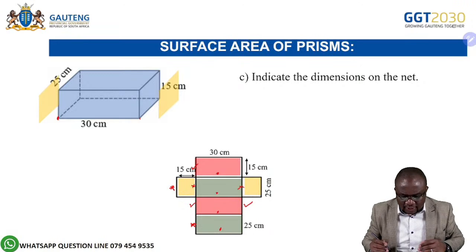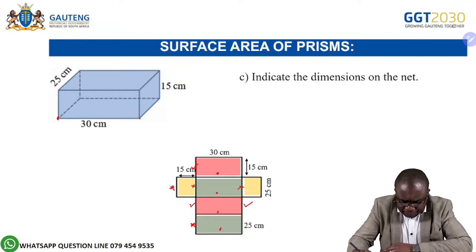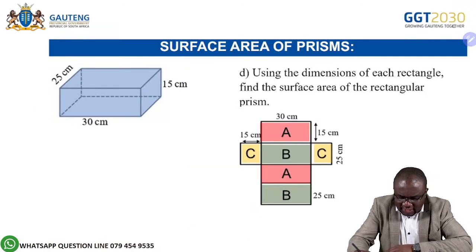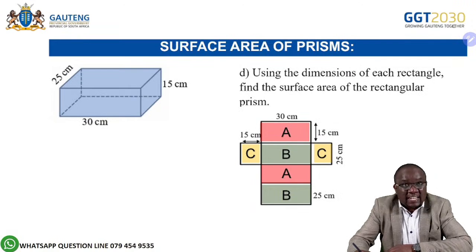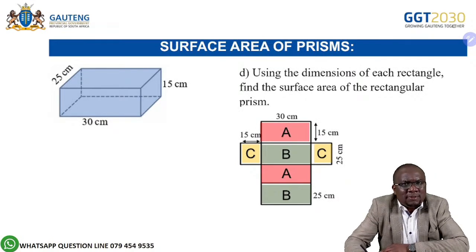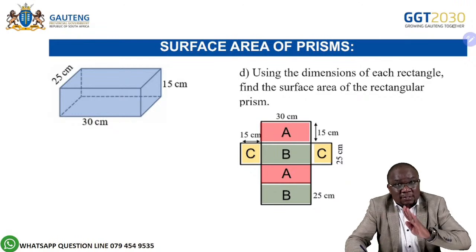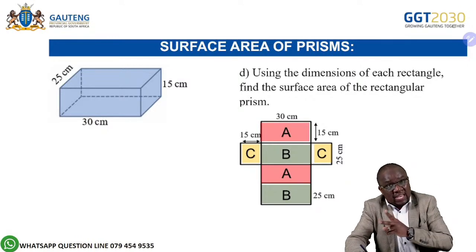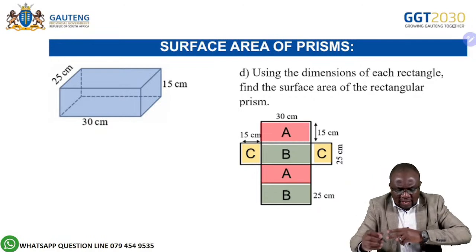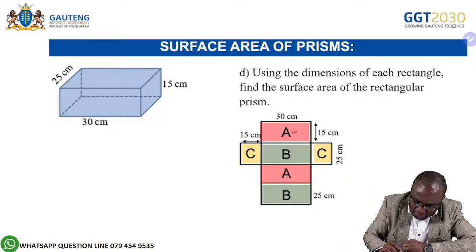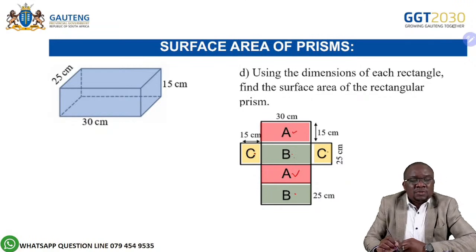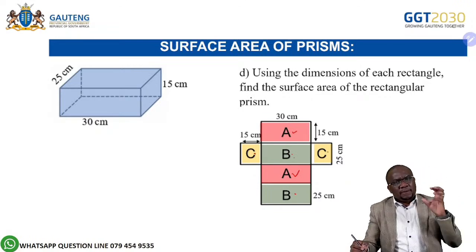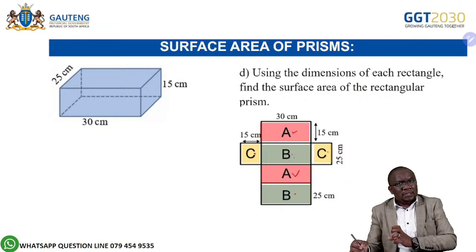There are 6 of them. Right. And then using the dimensions of each rectangle. Now, how many rectangles have we talked about? We say there are 6 of them, but remember they go in pairs. Okay, I've named them here. A goes with A, B goes with B, and C goes with this C. So now we're going to do it pair by pair, isn't it?